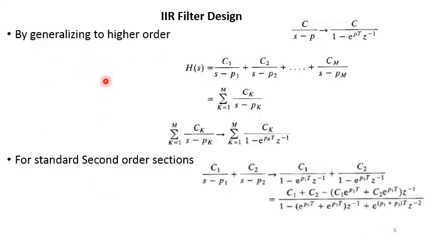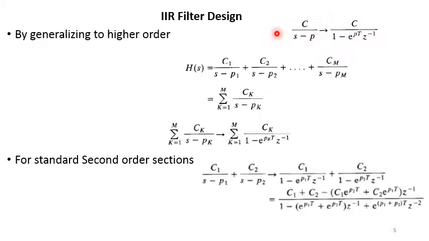So generalizing the previous discussion, where we say that in H(s) we have C over s minus p, this is the system function in s domain. So in z domain it will be C over 1 minus e power pT z inverse.